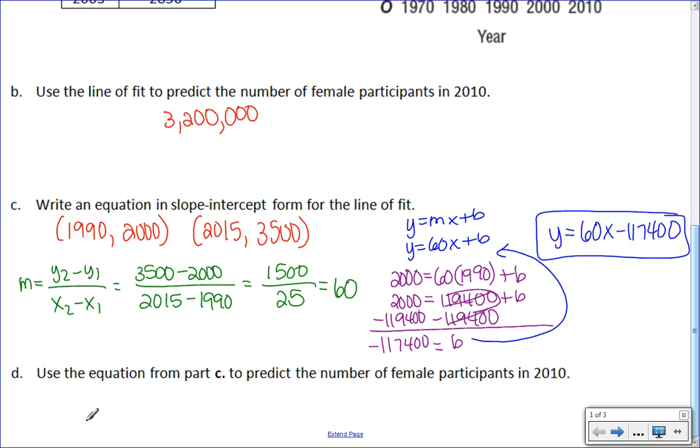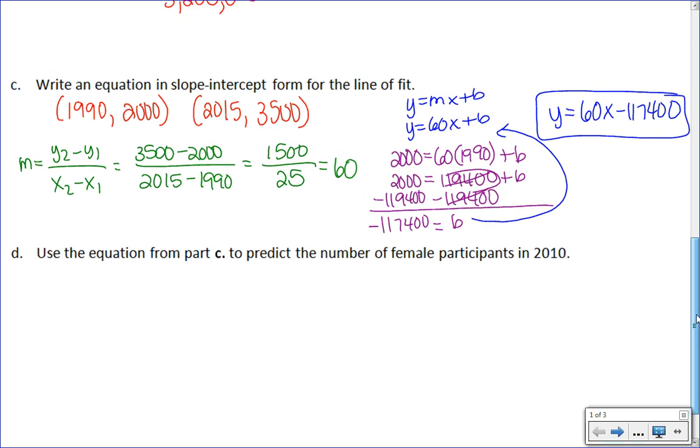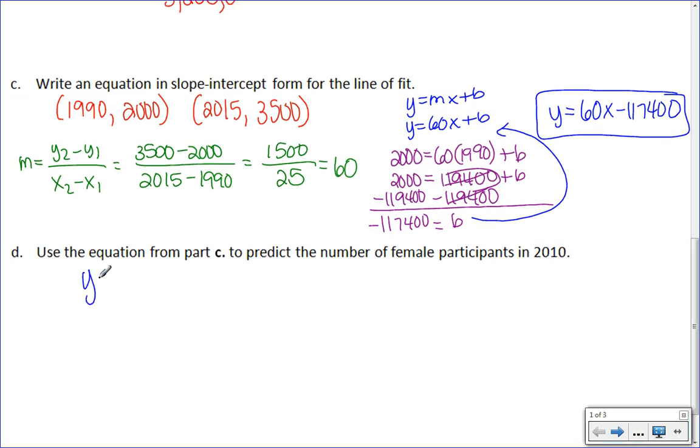The last part says use the equation from part C to predict the number of female participants in 2010. So remember in part B, we used the line of fit that we had drawn on the graph to predict the number of female participants, and we got 3.2 million. Let's go ahead and do the same thing, but this time we're going to use the equation to predict the number of participants in 2010. So here's our equation. And now the year x will be 2010.